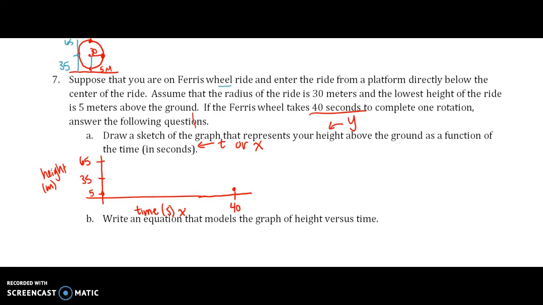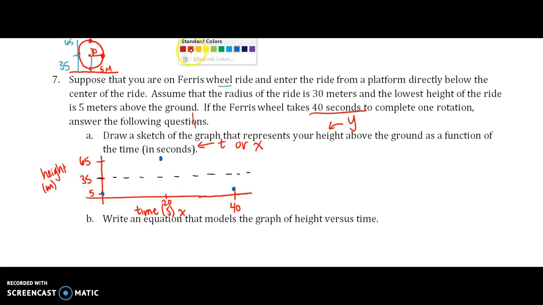Okay. So at 20 seconds, that's halfway between start and finish, that's going to be up at 65. And as we talked about in the other videos, to find where it crosses that midline, so that 35, where it crosses that midline, will be halfway between 0 and 40, okay, or 0 and 20.